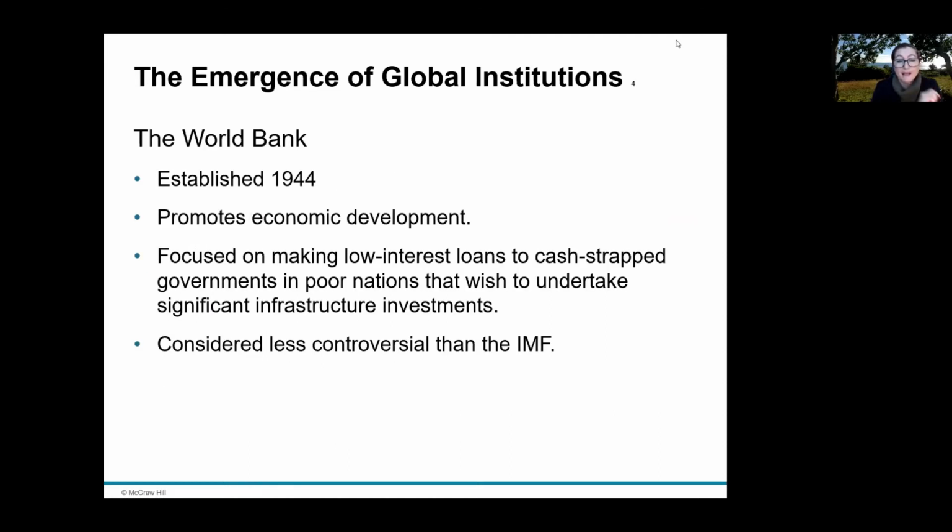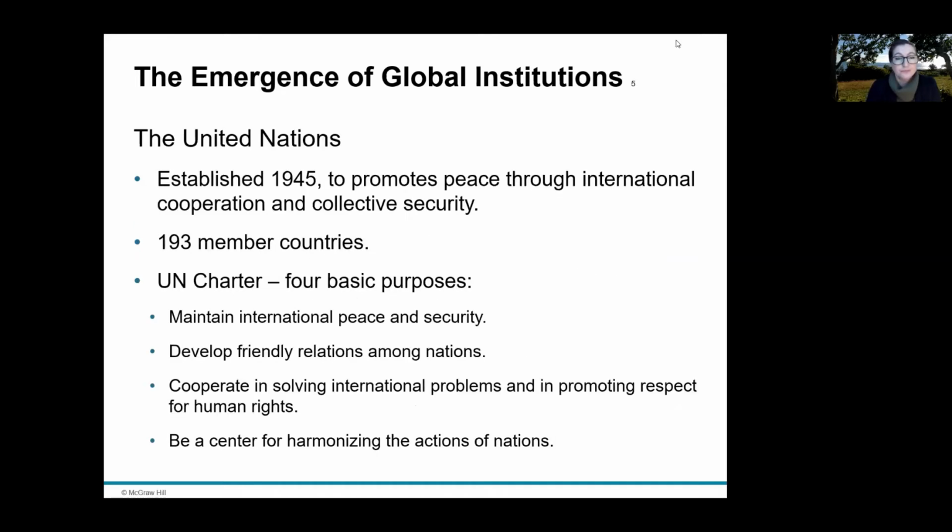The World Bank is considered less controversial than the IMF. It was established in 1944 to promote economic development. The World Bank is more focused on low interest loans to poorer nations and will support the significant infrastructure investments for those developing nations.